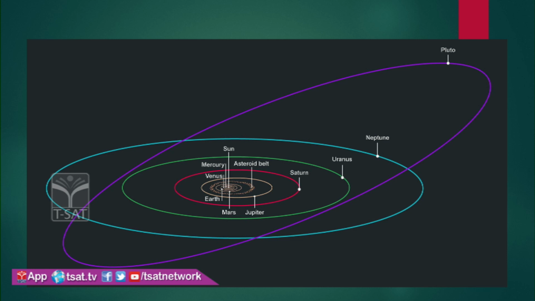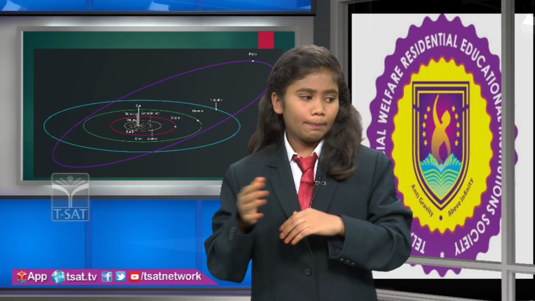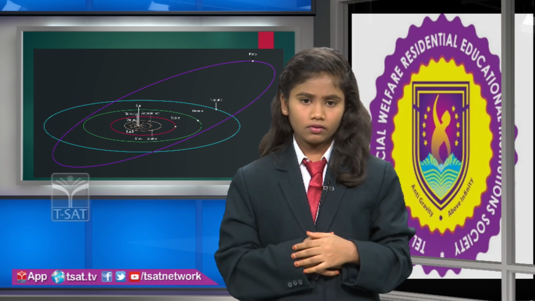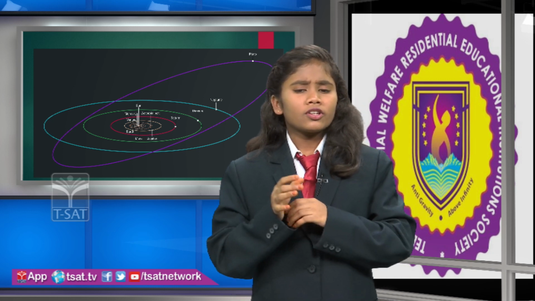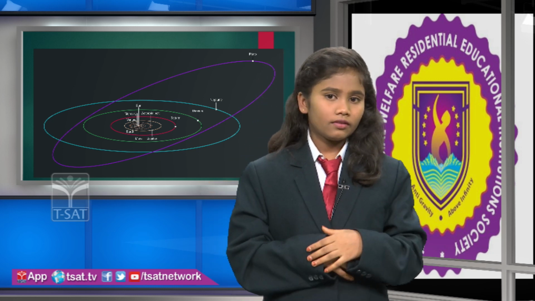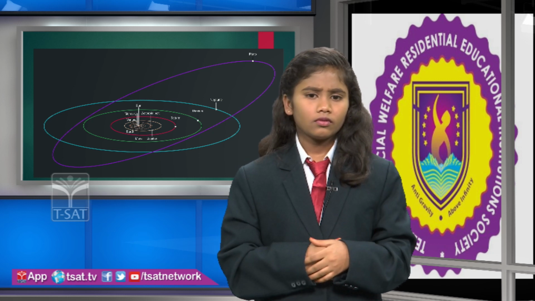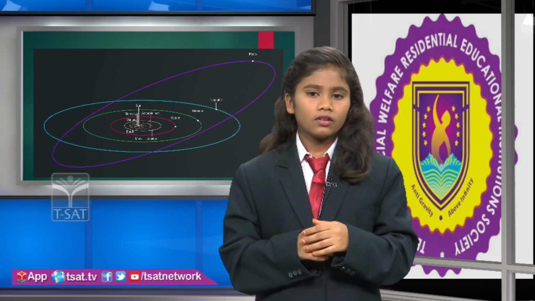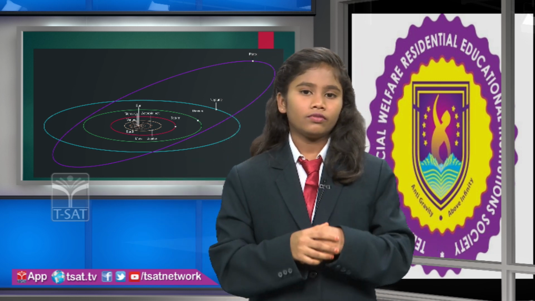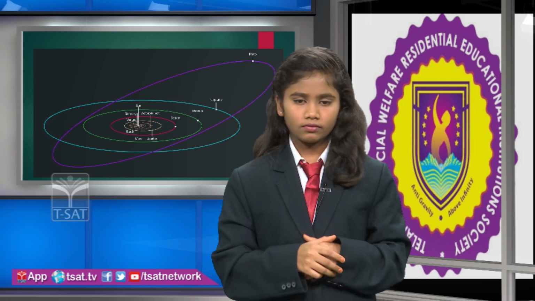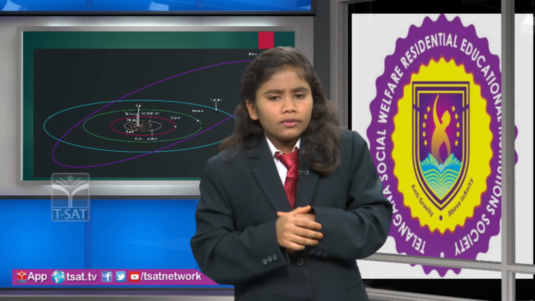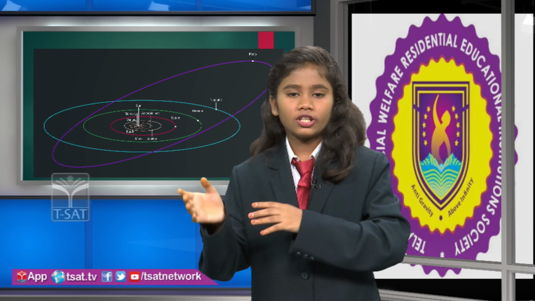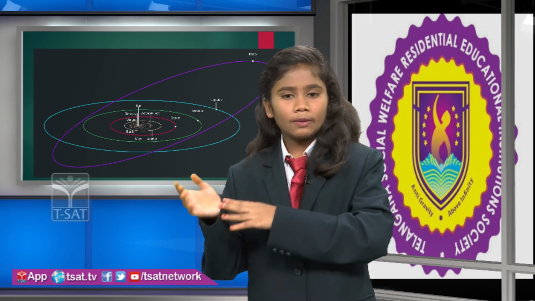Pluto is a dwarf planet in the Kuiper Belt, discovered in 1930. Pluto was thought to be the 9th planet from the Sun until the discovery of Eris. This led to its demotion from a planet to a dwarf planet. Pluto's name is that of a Roman god of the underworld.